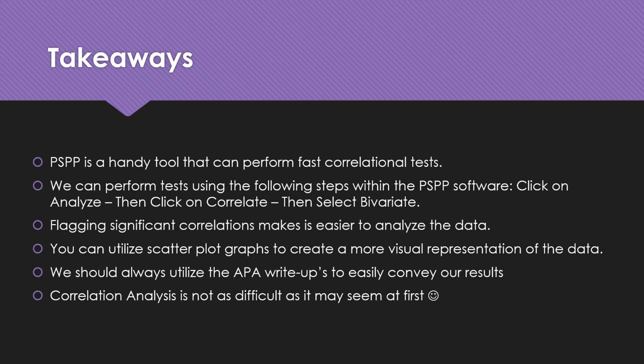Flagging significant correlations makes it easier to analyze the data. You can utilize scatter plot graphs to create a more visual representation of the data. We should always utilize the APA write-ups to easily convey our results. And correlation analysis is not as difficult as it may seem at first.